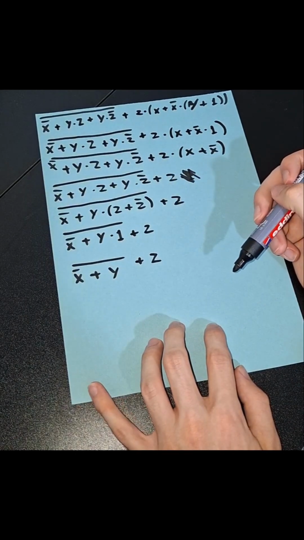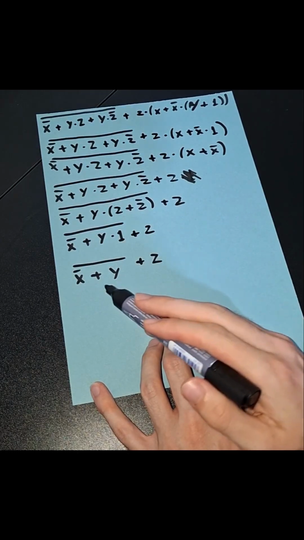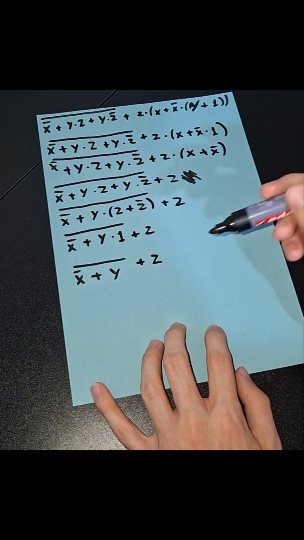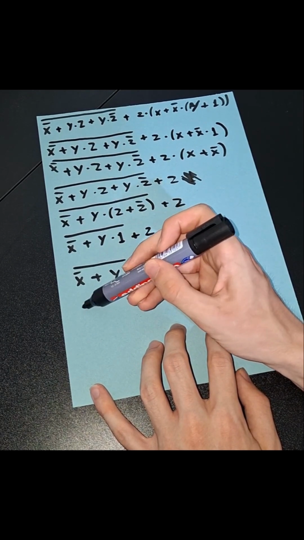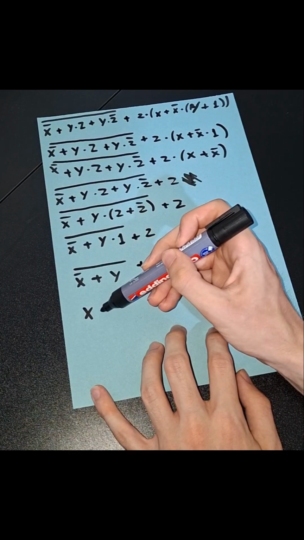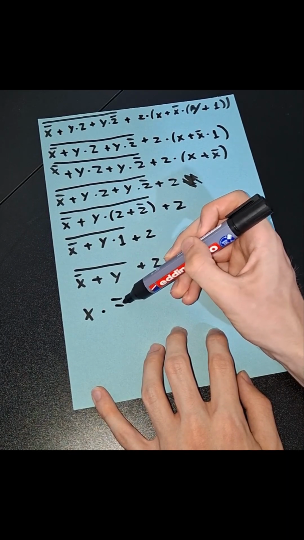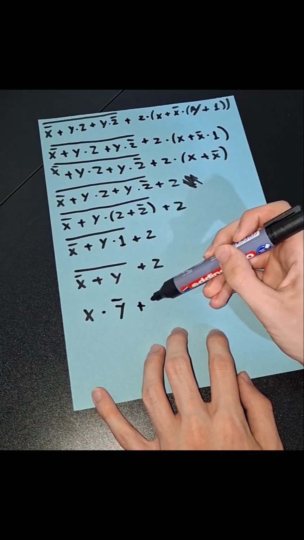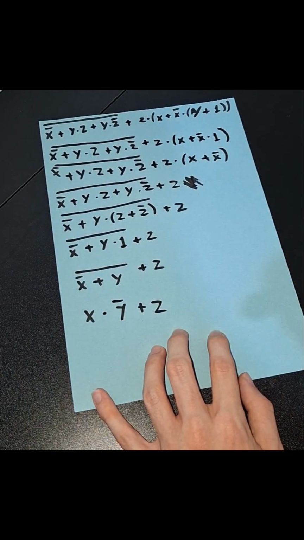Now here, we're in a position where we can apply De Morgan's law, because we can't really do anything inside this term. So let's do that. So not x will be x. Not or will be and. Not y will be not y. And then we've got the plus z. And we can just leave it like that.